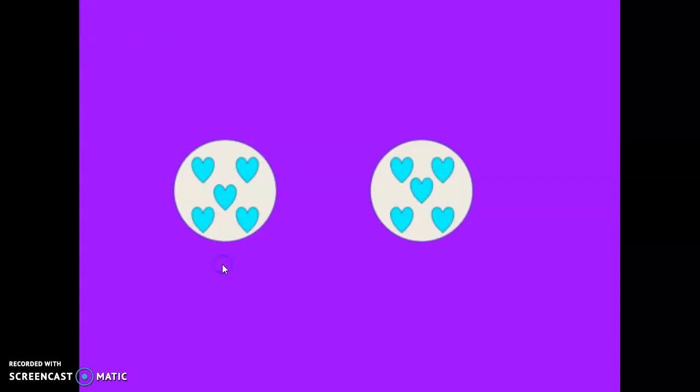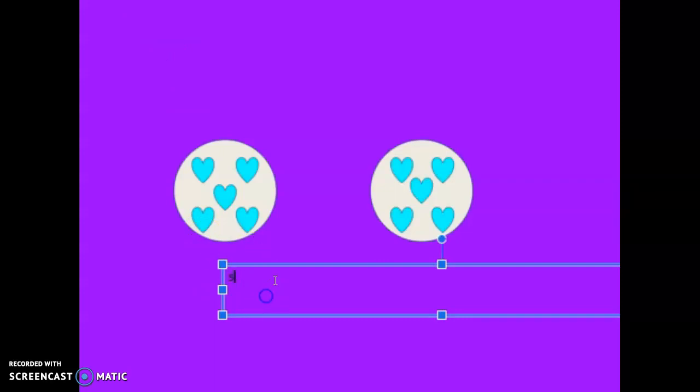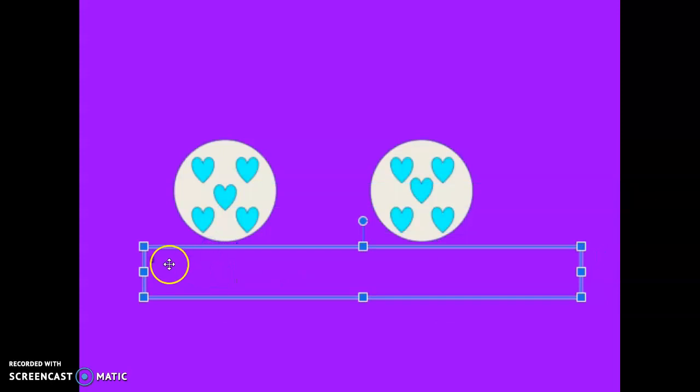I'm going to put a 5 underneath here, and I'm going to make those just a little bit bigger so you can actually see them. So I have 5 here, and I also have 5 over here. Now, if I want to know the total number of hearts that I see, I'm going to add 5 plus 5. So in each circle, we have 5 dots. So we're adding the same number twice, 5 plus 5.